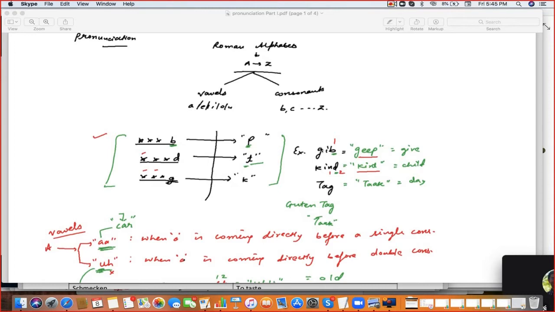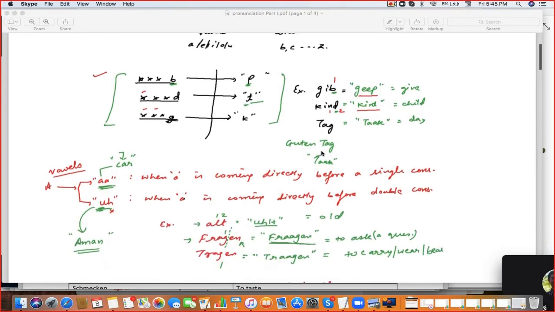If you see the example there: Geep. First example. Tell me how you will speak this. Geep, not jeep. Next, second: Kint. Next, third: Tak. Okay, third is tak. So any word ending with B, D and G, respectively, the sound will be P, T and K. So Geep, Kint and Tak.